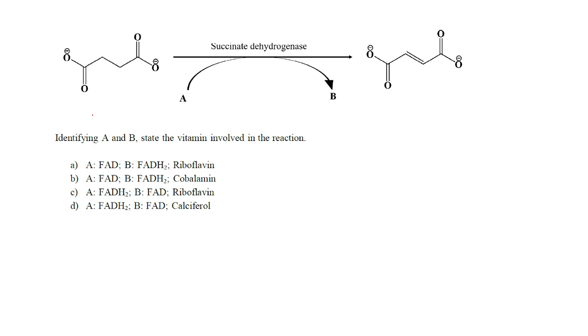Okay, sir. The enzyme is dehydrogenase. Identify A and B, and state the vitamin involved in the reaction. So this is FAD, FADH2, riboflavin. Option A was the correct answer. FAD is flavin adenine dinucleotide, FADH2, riboflavin. Right. So option A is the correct answer.